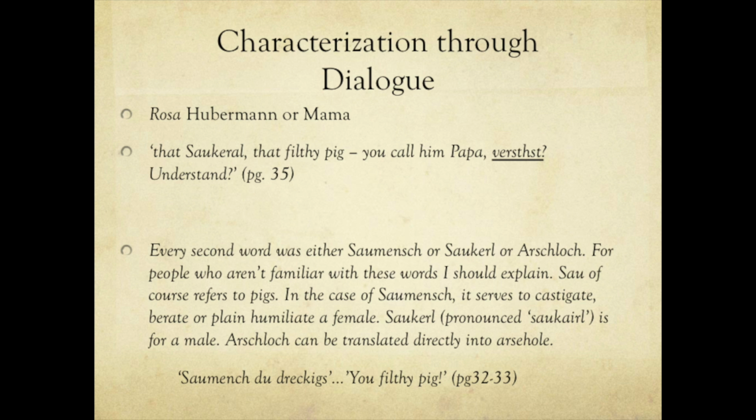Sau, of course, refers to pigs. In the case of Saumensch, it serves to castigate, berate, or plain humiliate a female. Zakrel, pronounced Zakrel, is for a male. Arschloch can be translated directly into asshole.